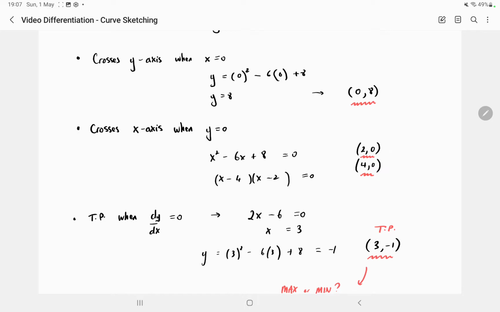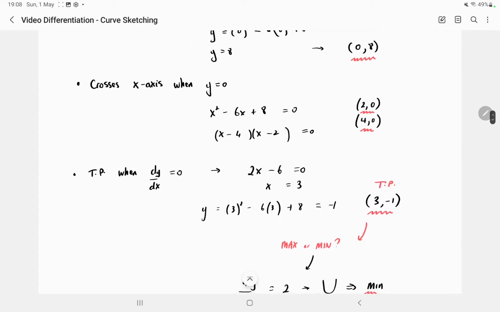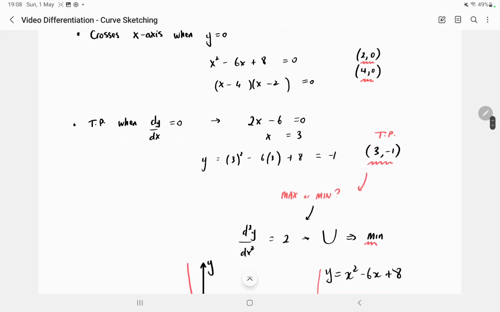And then there's one more coordinate we need to find out, that's a turning point. So differentiate and let it equal to 0. When we differentiate, we get 2x minus 6. Therefore our x coordinate of the turning point is 3. Plug that back into our original equation to get the corresponding y coordinate. Therefore the turning point is at 3, minus 1. Now we have all the points, but we still need to find out if that turning point is a maximum or a minimum. So the second derivative of our equation of the curve gives a positive answer, which means that this is a minimum turning point.